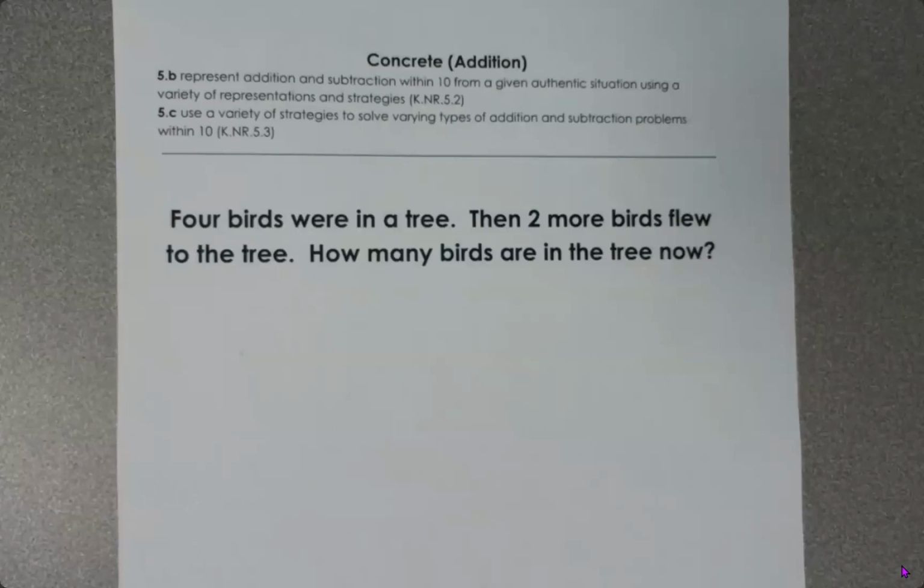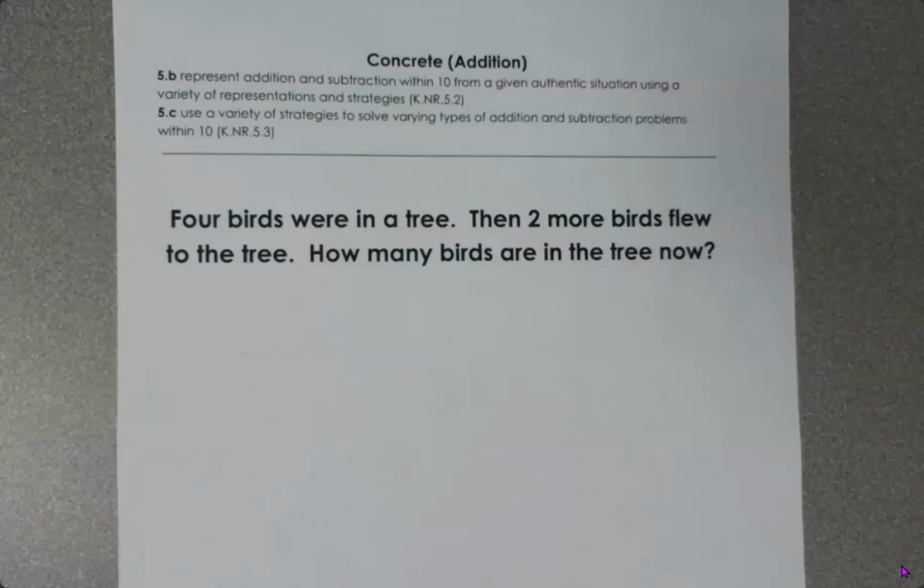Now, at the beginning of our pacing, I showed you that we will begin with addition, and addition and subtraction will be taught separately at first so that students can understand what these two operations mean. So we will begin at the concrete level. So let's look at this situation. 4 birds were in a tree. Then 2 more birds flew to the tree. How many birds are in the tree now?